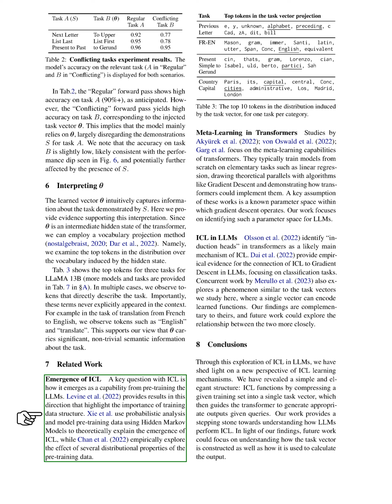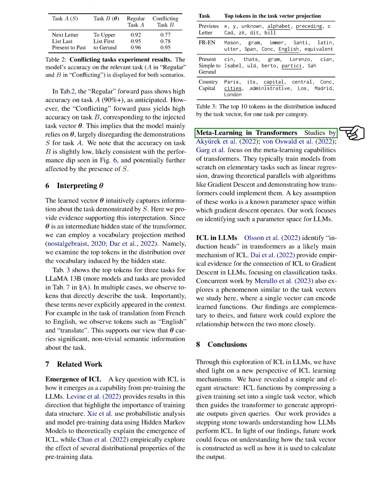Section: Emergence of ICL. Let's delve into the emergence of ICL, or in-context learning. One of the main questions we're trying to answer is how ICL develops as a skill during the pre-training phase of large language models, or LLMs. Some studies have shed light on this, emphasizing the crucial role of the structure of the training data. These studies have used a combination of probability-based analysis and hidden Markov models to theoretically explain how ICL comes about. They've also conducted empirical research to understand the impact of various distributional properties of the pre-training data.